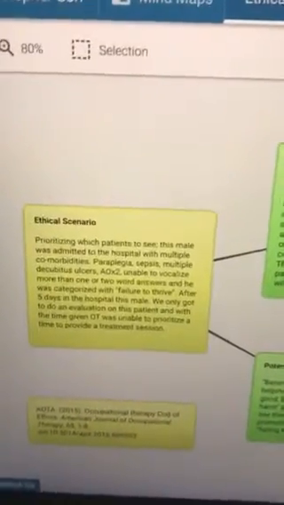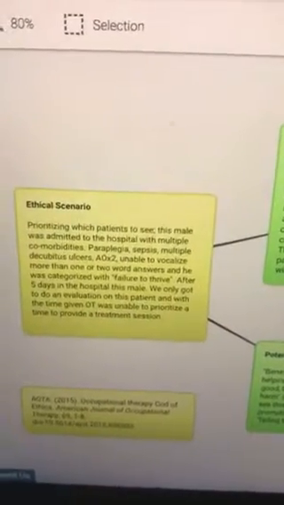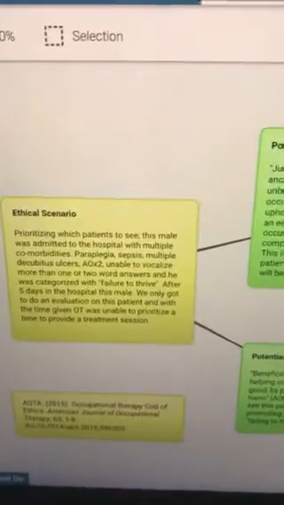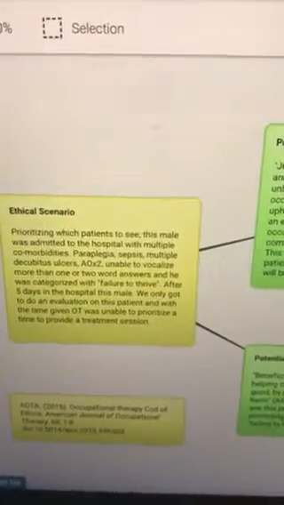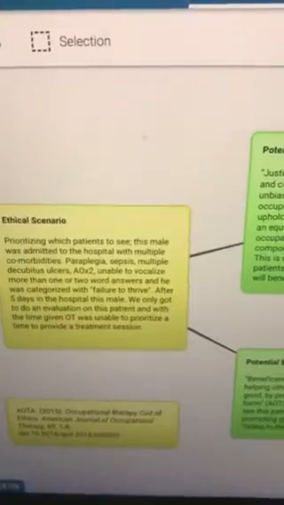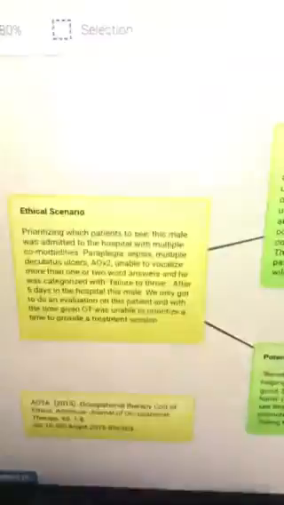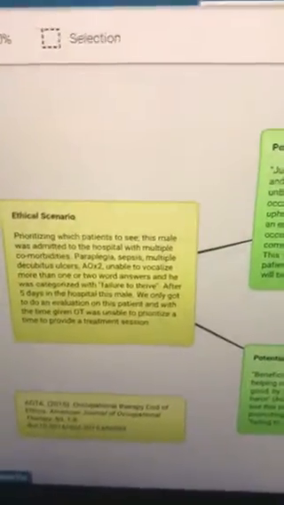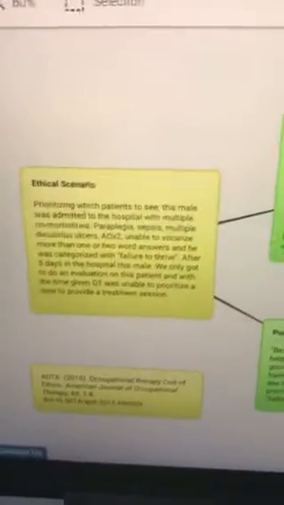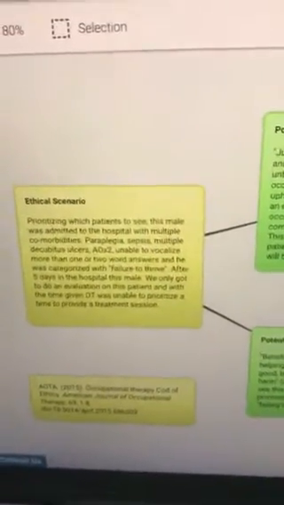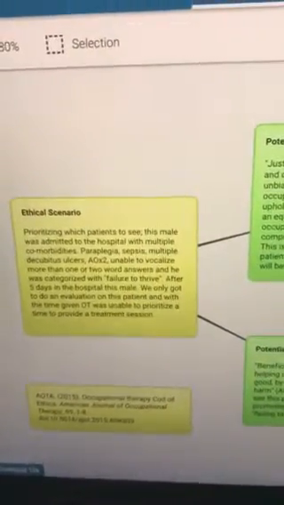He was also categorized as failure to thrive. After 5 days in the hospital, we only got to do an evaluation with the time given, and he ended up passing after those 5 days. So we were unable to provide him with a beneficial treatment plan or session, just with the time given, and he also wouldn't have benefited from treatment if we had seen him.